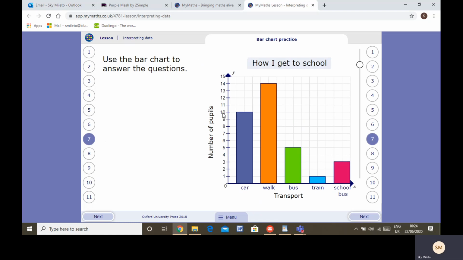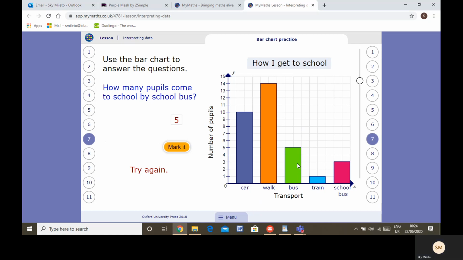Use the bar charts to answer the question. How many pupils come to school by bus? Look at bus column. Hope you'll say 5. Oh, how have I got that wrong? How many pupils come to school by school bus? Go up there, across. 5. That's very strange that it's not letting me have 5 when it's clearly 5. Let's move on.